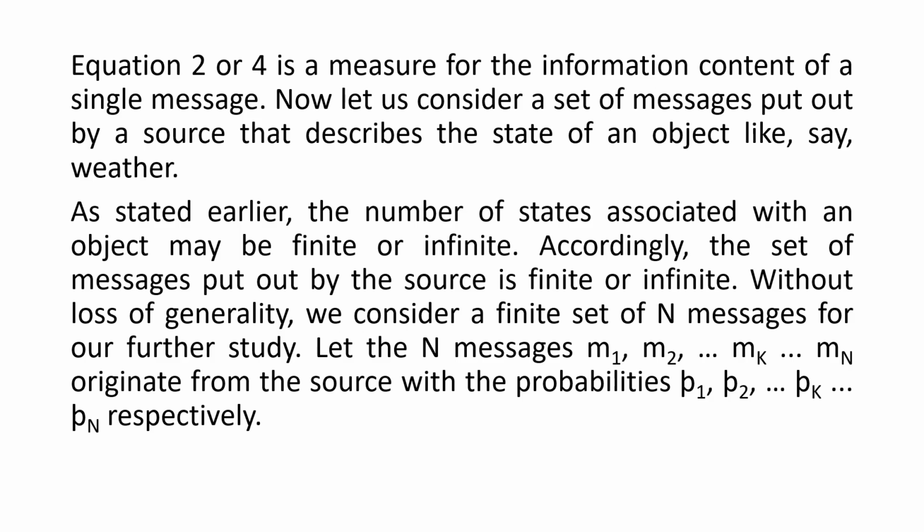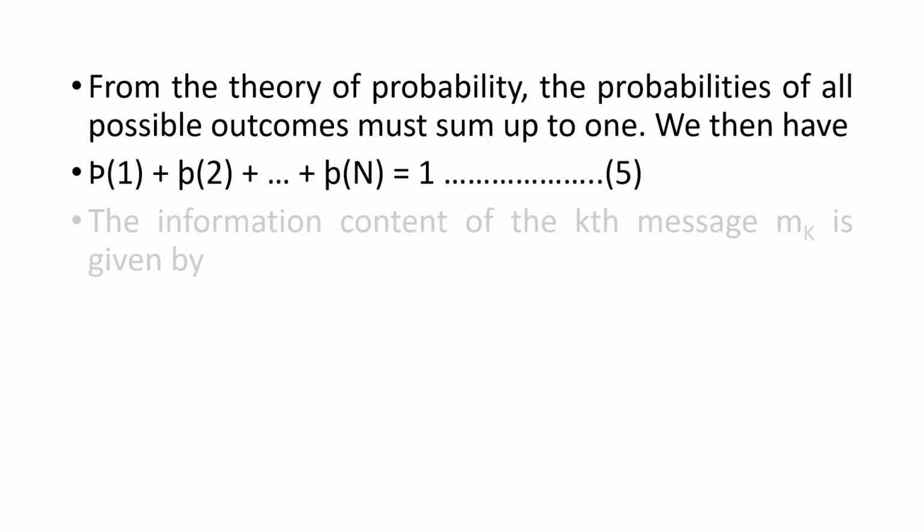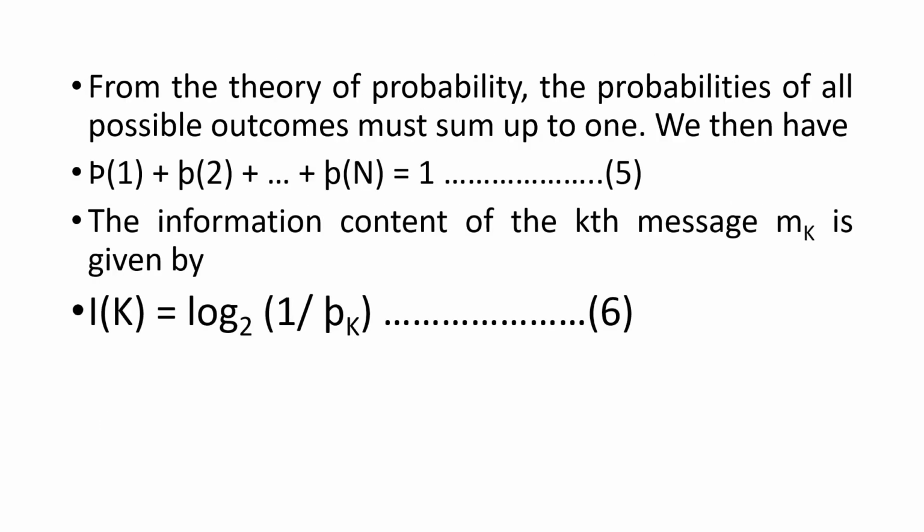Let the n messages, that is m1, m2, mk up to mn, originate from the source with the probabilities p1, p2, pk, pn respectively. From the theory of probability, the probabilities of all possible outcomes must sum up to 1. We then have p1 plus p2 plus ... plus pn equal to 1, because the sum of all probabilities will be equal to 1. The information content of the kth message mk is given by Ik equal to log base 2 1 by pk.